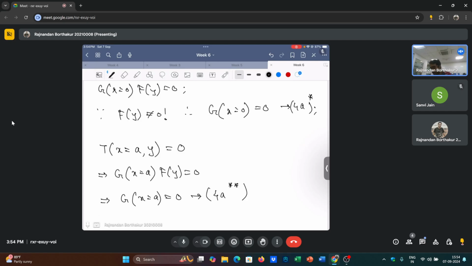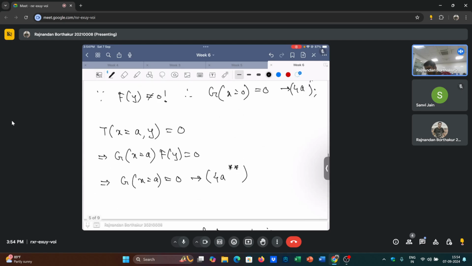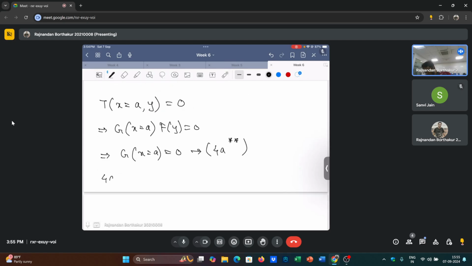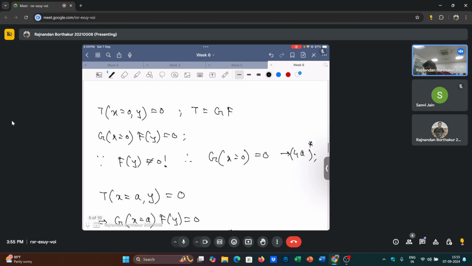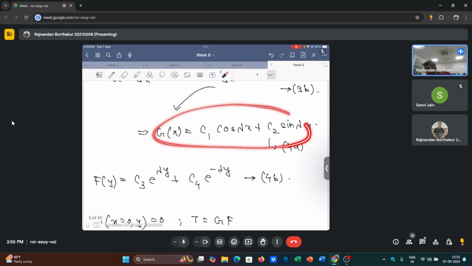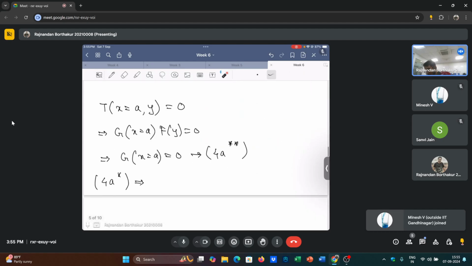Now let's use these two boundary conditions in this solution. From the first boundary condition, 4a star, I have g at x equal to 0 equal to 0, which means if I just use this, I simply get C1 to be equal to 0. So from 4a star, I just get C1 equal to 0.